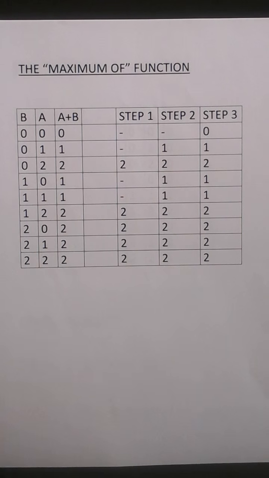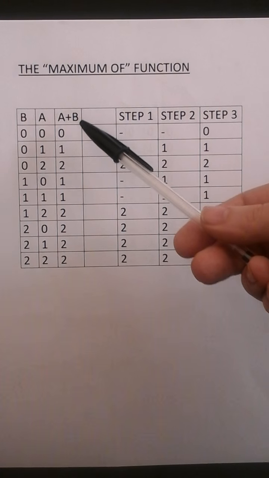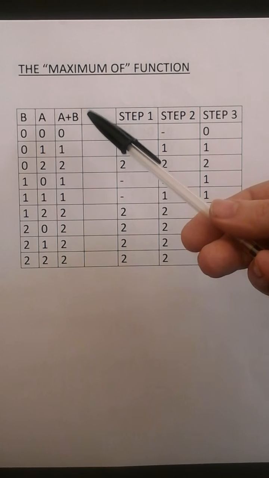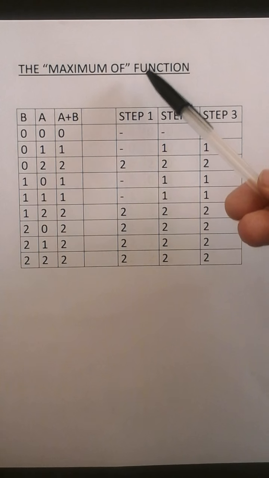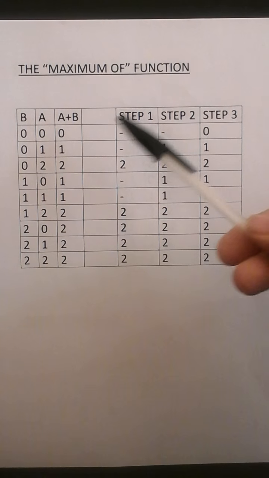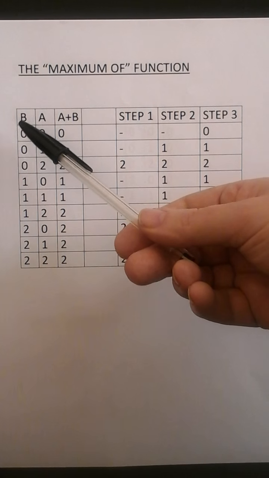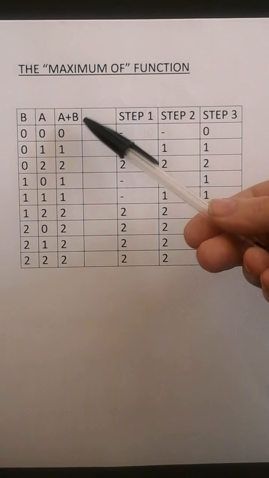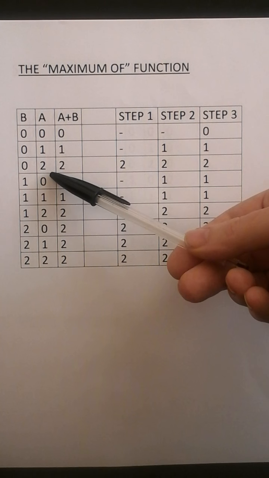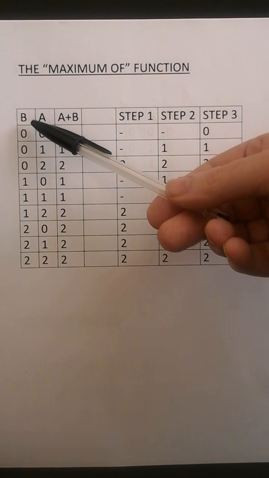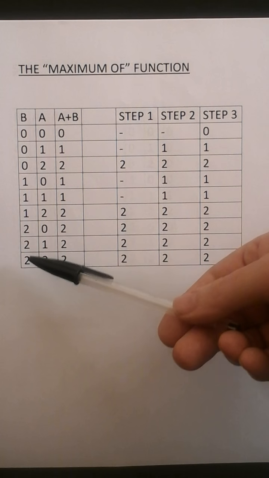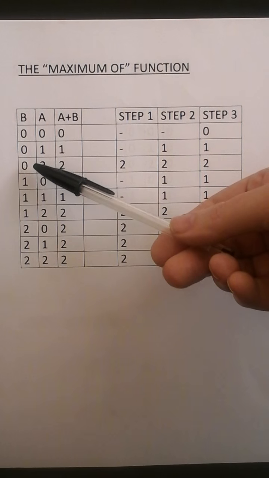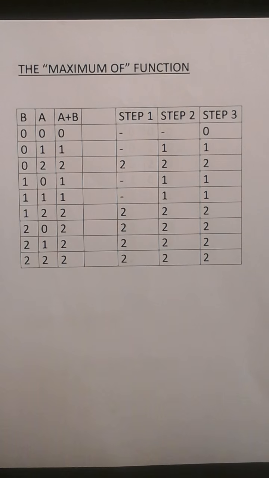Here we have the maximum function. This is equivalent to, well, in the binary case, the maximal function is the OR function. So we have inputs A and B, A and maximum of B, A or B if you like. And we have the inputs A 0, 1, 2, 0, 1, 2, 0, 1, 2. And the outputs there for B, 0, 0, 0, 1, 1, 1, 2, 2, 2.